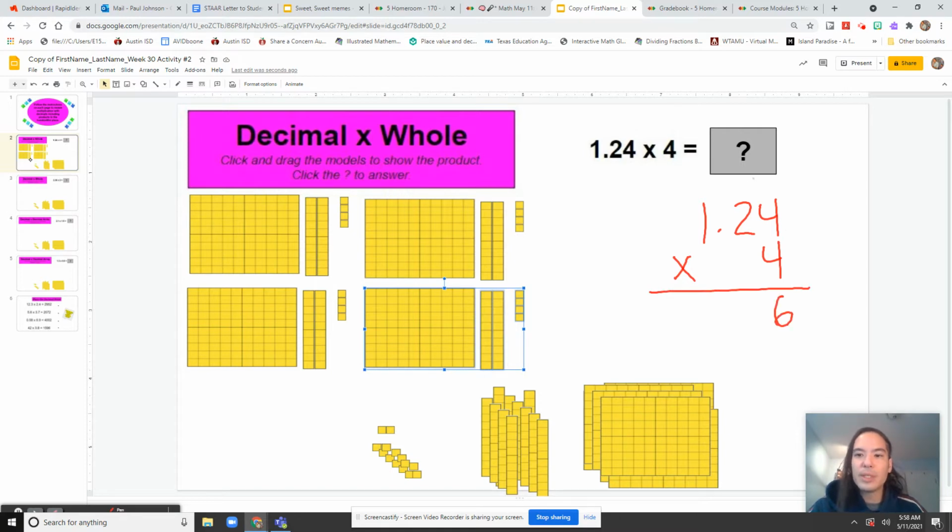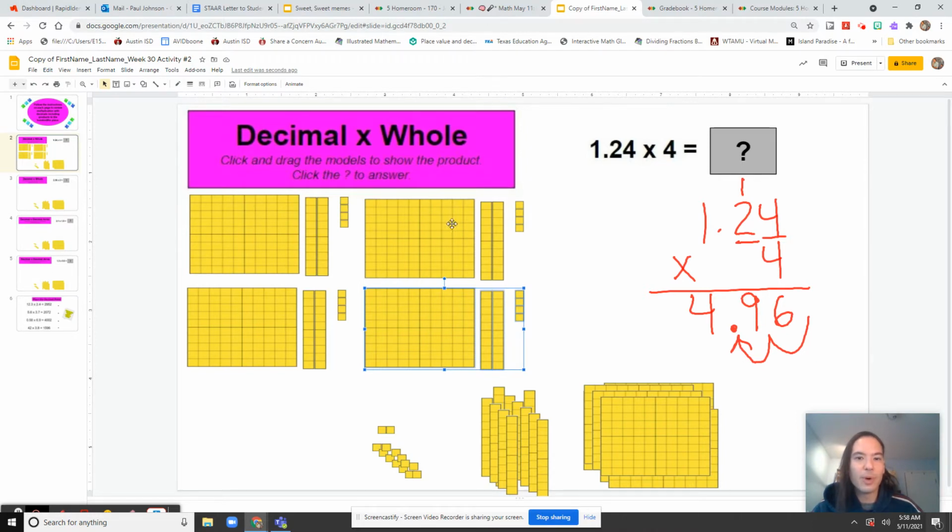4 times 4 is 16. 4 times 2 is 8, plus 1 is 9. 4 times 1 is 4. And remember, we have 2 decimal places, so we'll move our decimal point over 2 spots. So our answer, go ahead and type in right there, 4 and 96 hundredths. And that will solve that one.